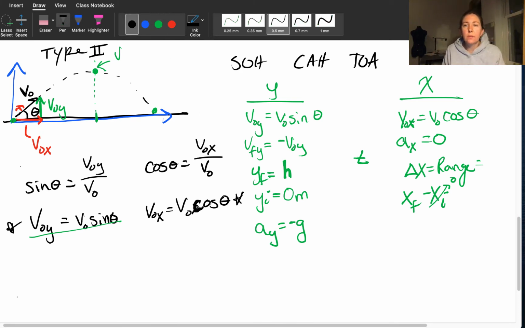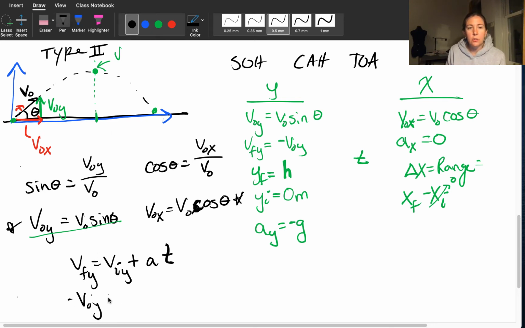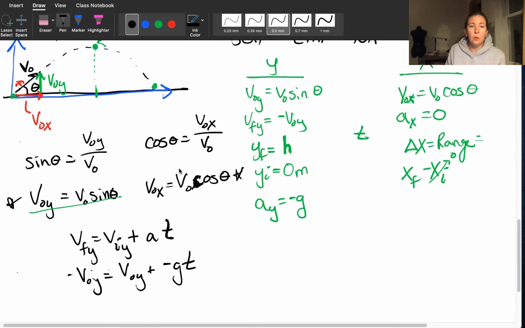So if you wanted to find the time that it's in the air, you could use this equation. Velocity final is the velocity initial plus the acceleration times the time. This is a good equation to use with the y direction, because we know that the final velocity and the initial velocity, even in the y direction, are going to be the same magnitude. This is the opposite of v naught y, the initial velocity in the y direction. This is v naught y, initial velocity, plus opposite of g times the time. And so we move this to the other side, so we get 2.